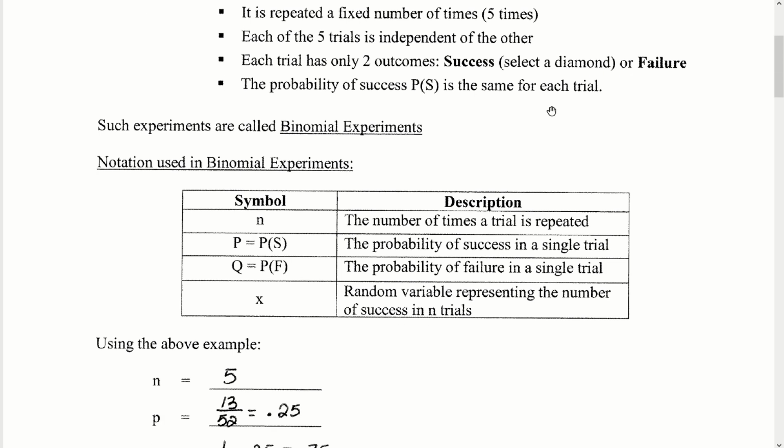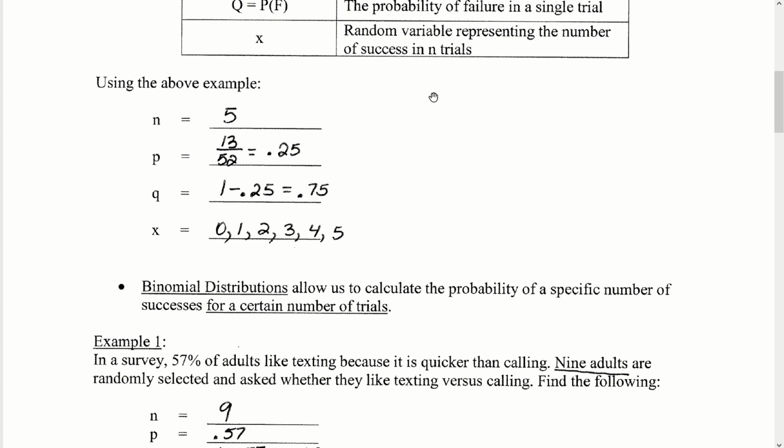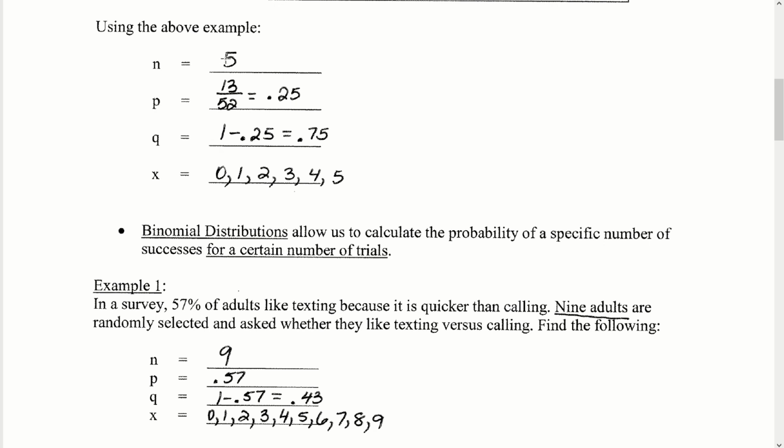And then the other thing is that we need for the probability of success to be the same on each trial. Because the selection is done with replacement, we know that the probability of selecting a diamond would be 13 out of 52, and that would be true for all of our 5 different selections. So n is 5, the number of trials is 5. The probability of success is going to be 13 diamonds out of 52, which would be a probability of 0.25.